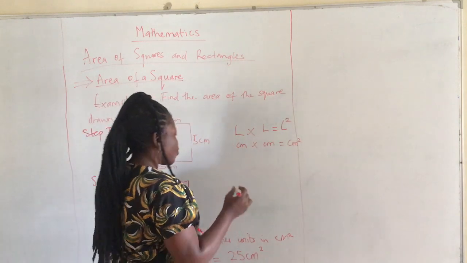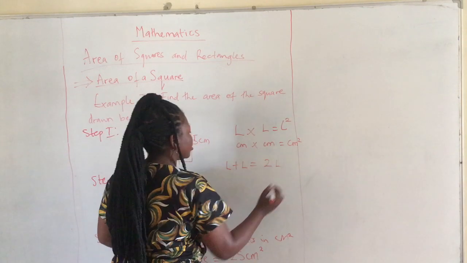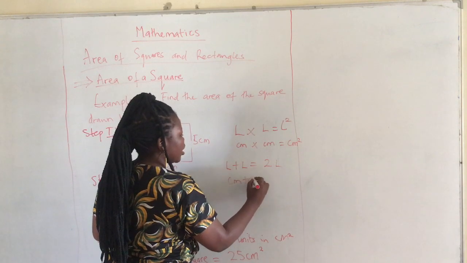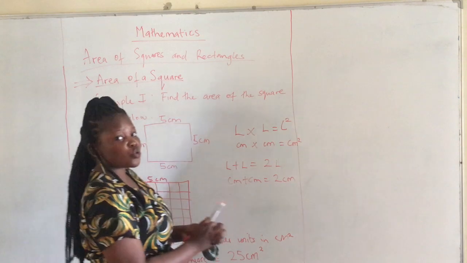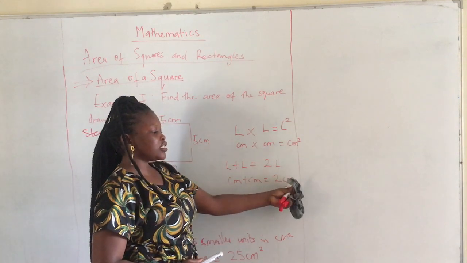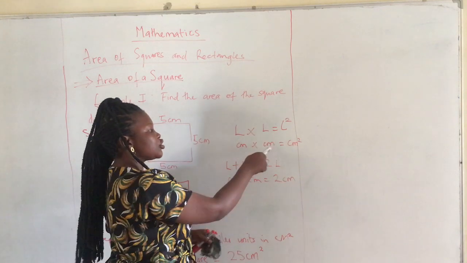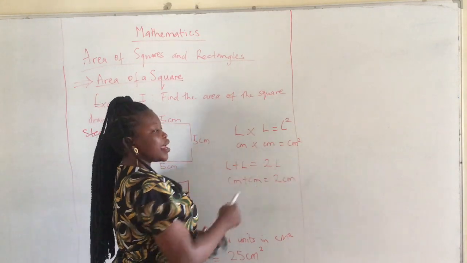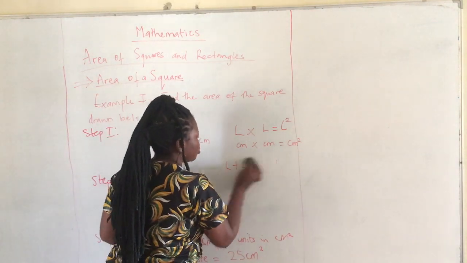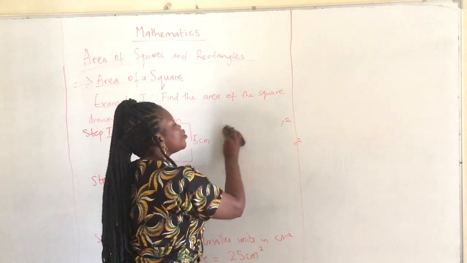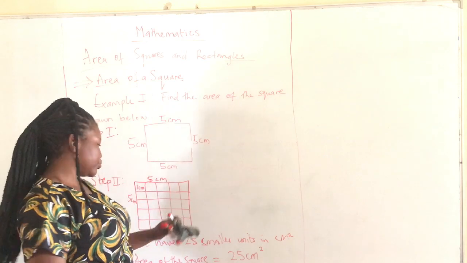For perimeter, you know we add, so we have L plus L to have 2L. Cm plus cm, we have 2cm. So there is no square in perimeter. While you're working on perimeter, you don't add square to the cm. But when we are talking about area, we have cm square. Please don't get confused with those two things. In perimeter, we don't make use of squares, but in area, we make use of square.